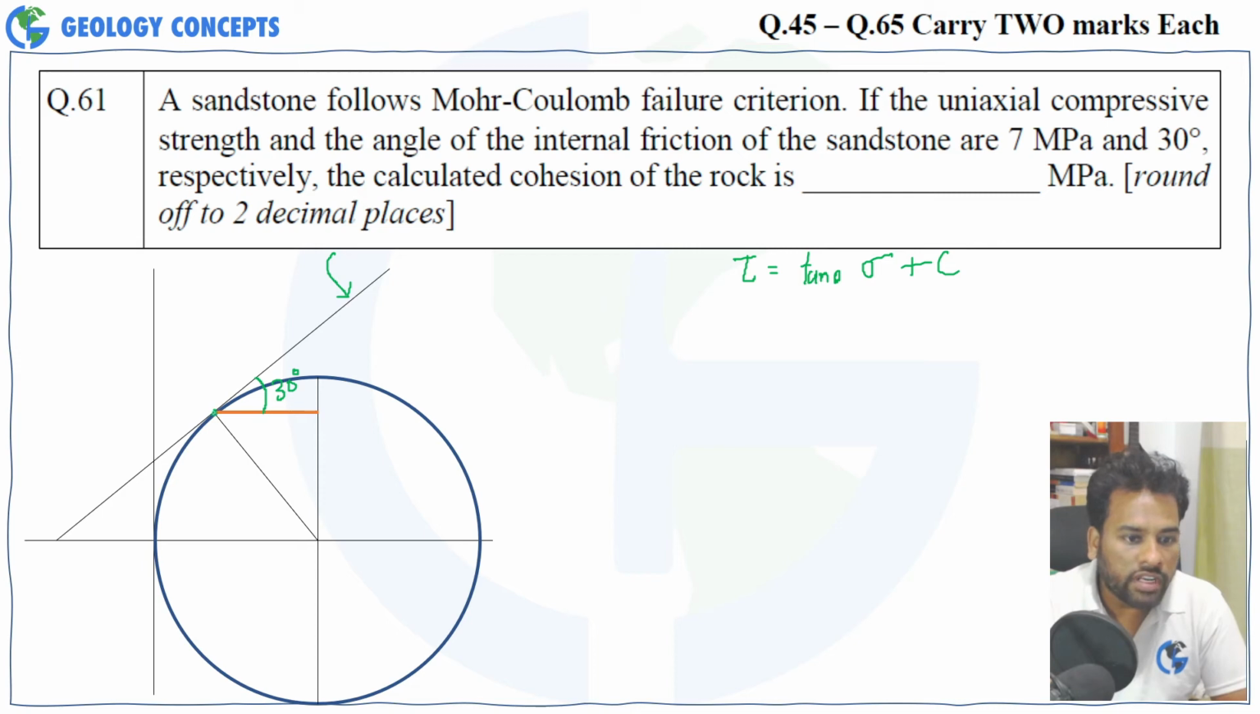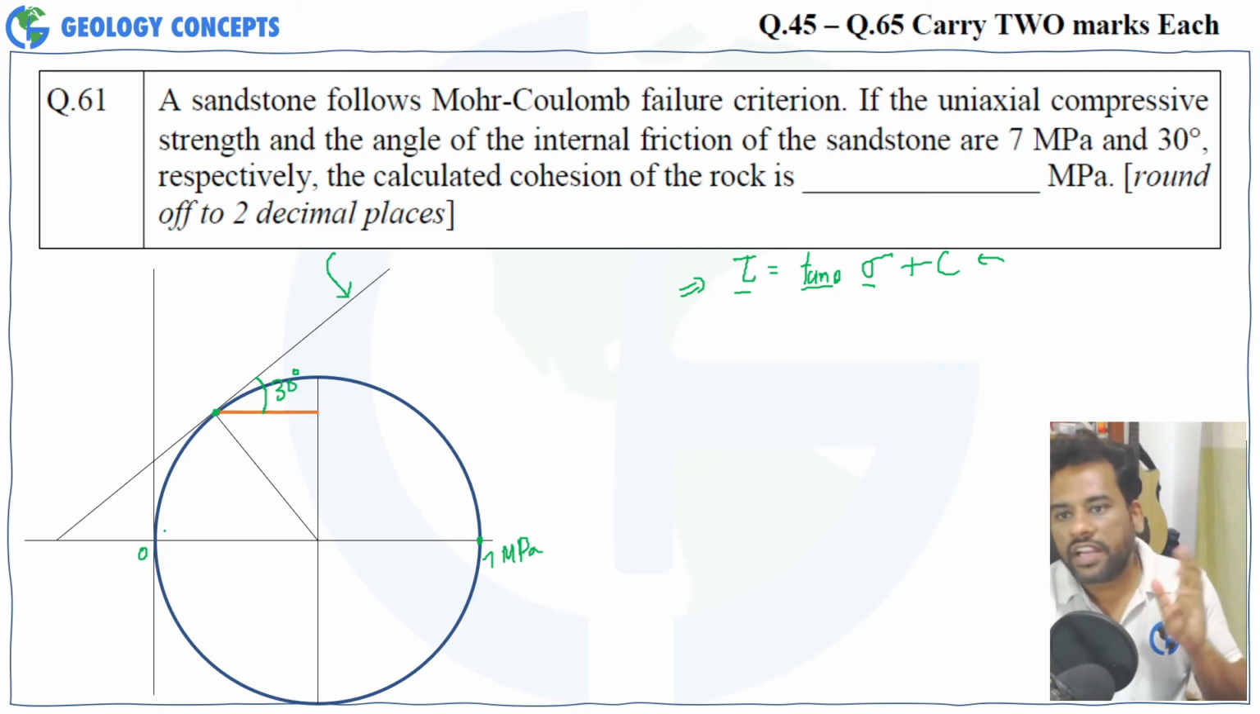Now this point lies on the circle and also on the Mohr-Coulomb line, so this point will satisfy this equation, right? If somehow we know the value of tan theta, and what tau and sigma are at this point, we can calculate the cohesion. Now the uniaxial compressive strength is 7 megapascal and this is 0. That means the radius of the circle is 3.5. If this whole thing is 7, this radius value will be 3.5.